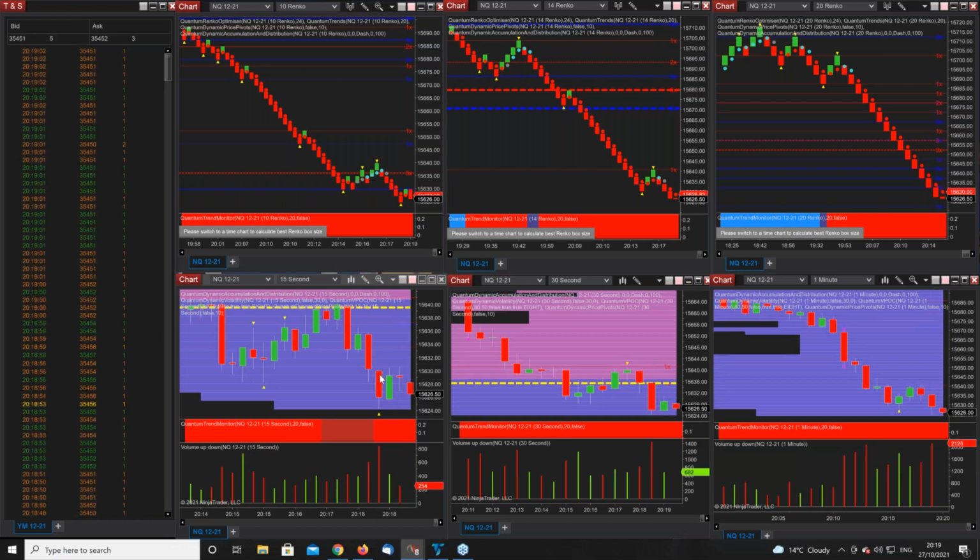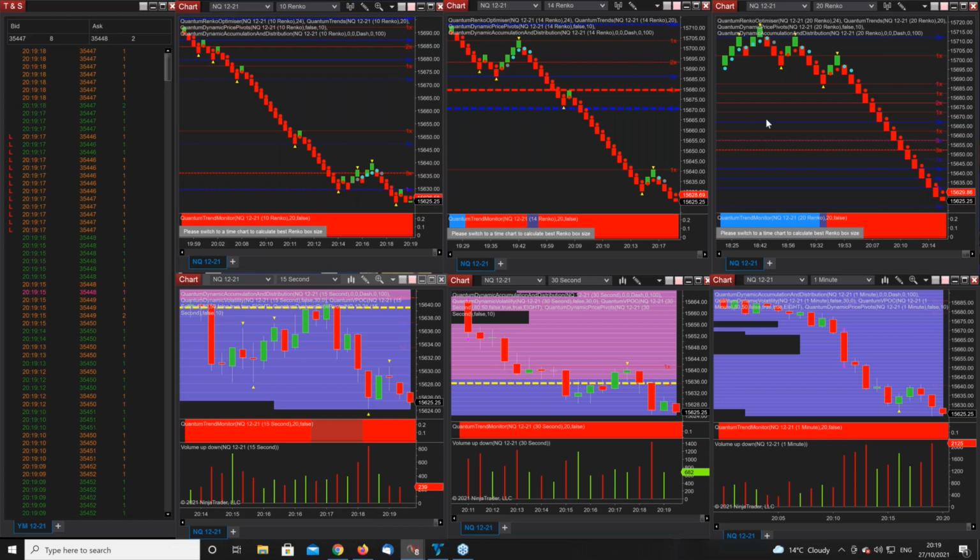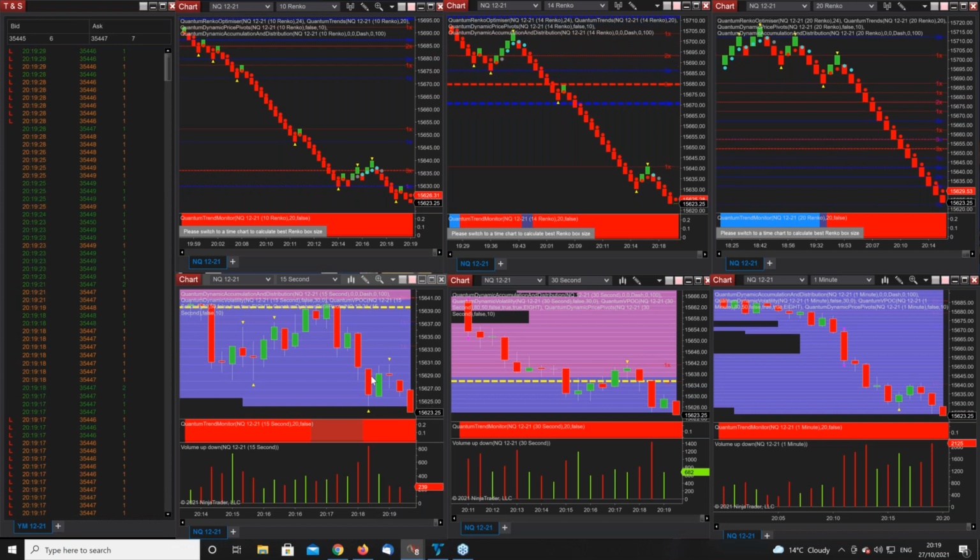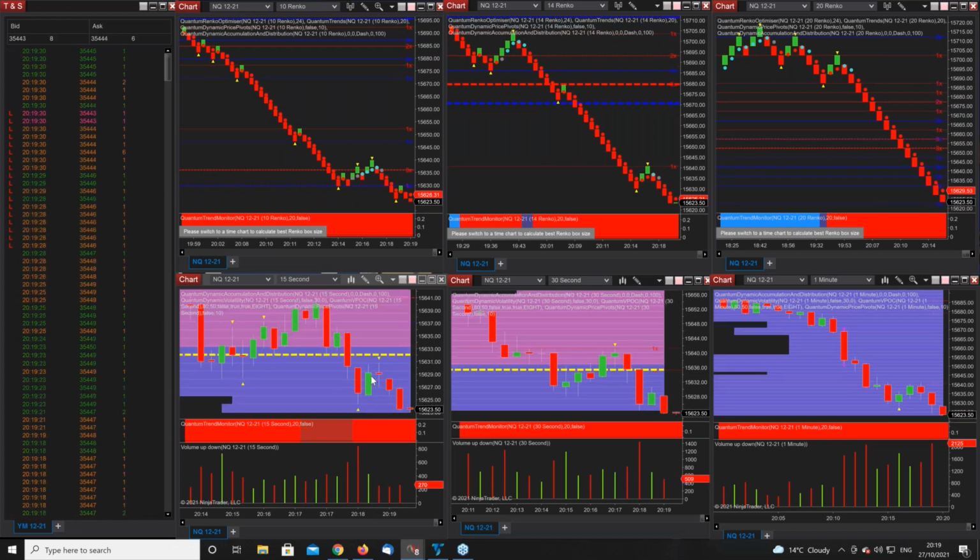And what this workspace is about is really blending time-based charts with non-time-based charts. Now, the beauty of a non-time-based chart, like a Renko here or a tick chart, is that it reveals raw momentum. You never see momentum on a time chart because a time chart is tied to time. A 15-second candle here is a 15-second candle. At the end of 15 seconds, it goes on to the next one and the next one. That's it. It doesn't do anything else.